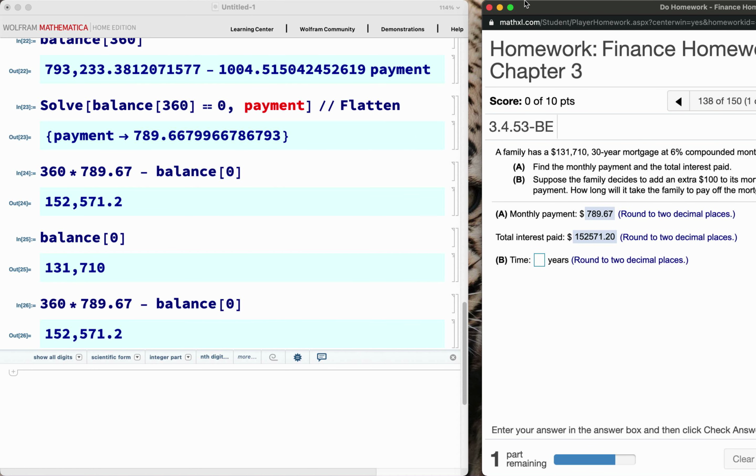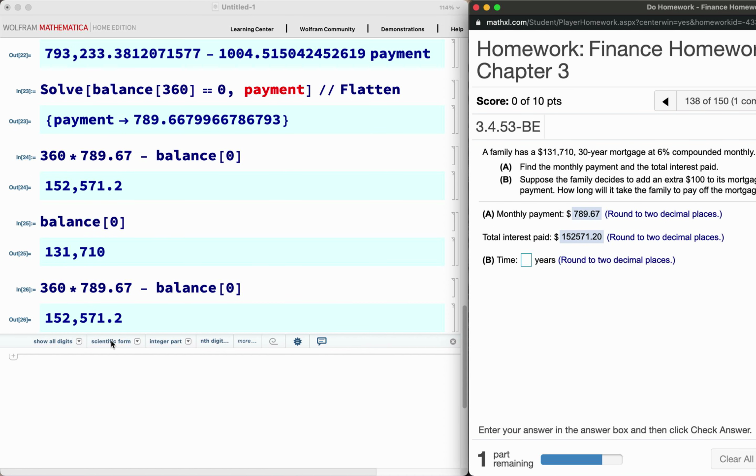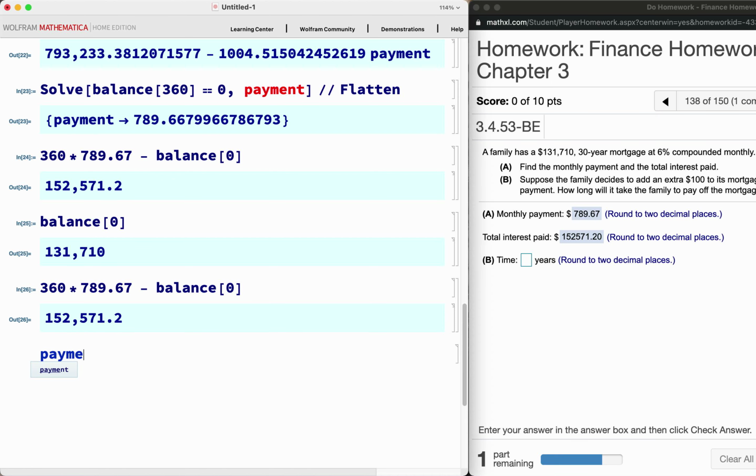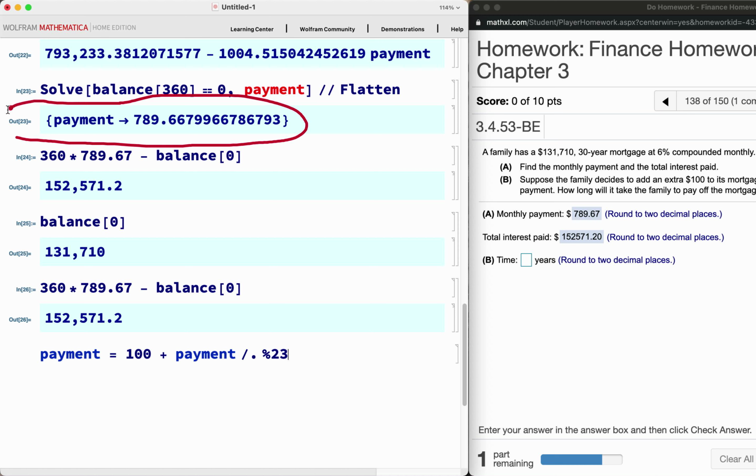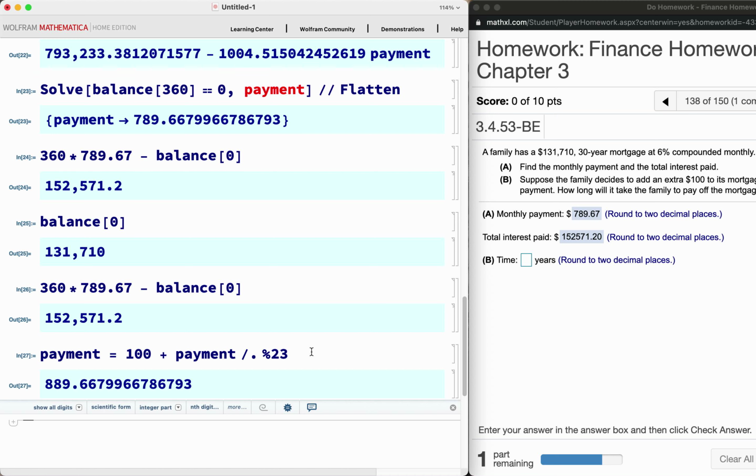Now for this one, what I'm going to do is this. I'm going to define payment to be 100 plus payment as it's defined on output line 23. And why am I doing that? Because this is line 23. So the answer is $889 and some change. Okay, that's going to actually be my payment.